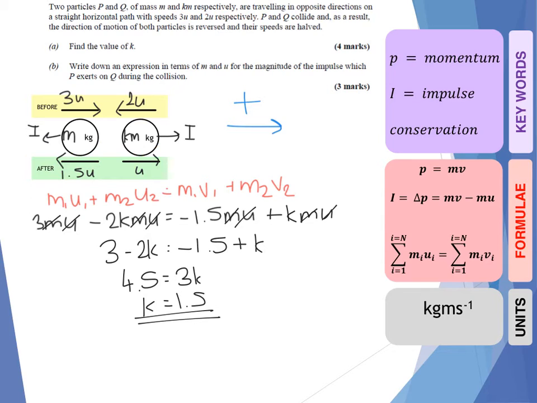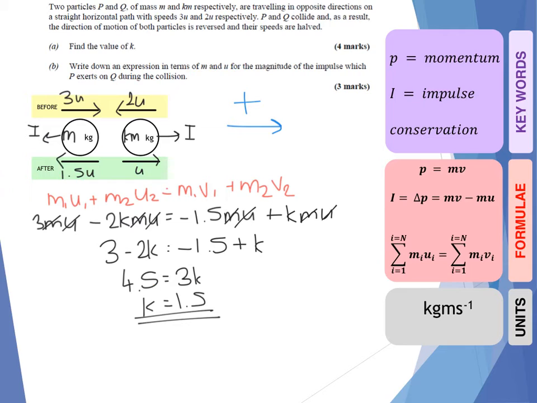Finally, we've got to write down an expression in terms of m and u for the magnitude of the impulse which P exerts on Q during the collision. Again, all of this extra bit, this P exerting on Q during the collision, is not important. All we need to worry about is just one of them. It's asked it to be only in terms of m and u, so either we can use our k value and have a look at the right-hand particle, or in case we made a mistake, I'd suggest you'd be better off using this left-hand particle here.